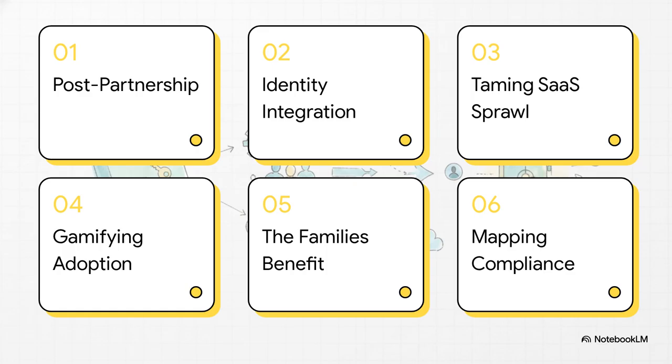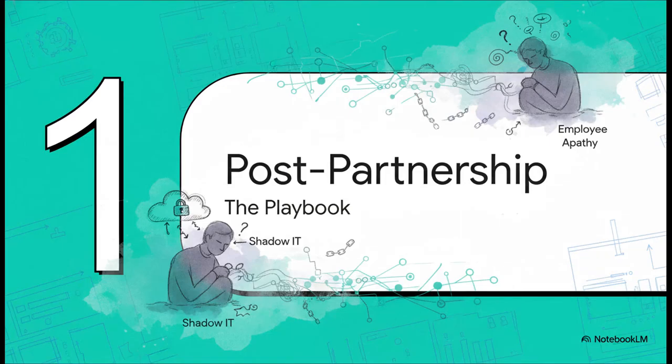Okay, let's run through our agenda. We've got the post-partnership playbook, identity integration, taming SaaS sprawl, gamifying adoption, the family's benefit, and finally, mapping compliance. Think of this as your chronological deployment playbook. It takes you sequentially from that foundational back-end technical setup all the way up to securing executive-level compliance.